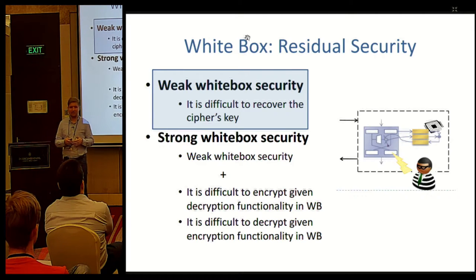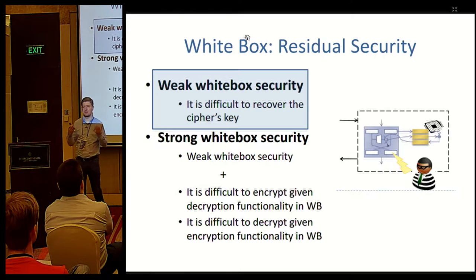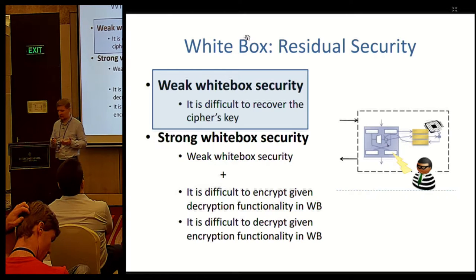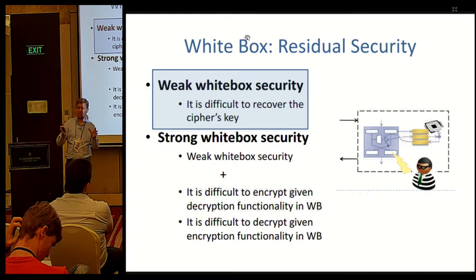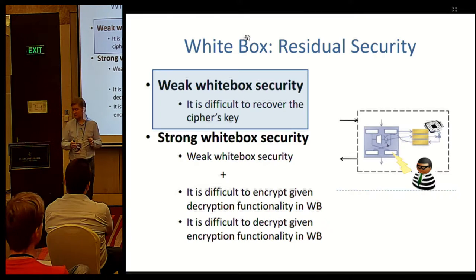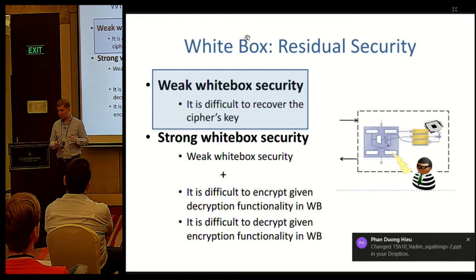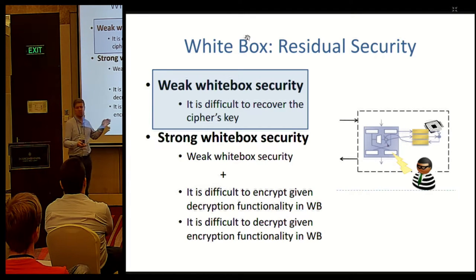Weak white box security means that even with white box access to the implementation of the cipher, it's hard to extract the key. So it's basically security against key extraction in the white box setting, where the adversary is given all the access to the implementation. And strong white box security means additionally that it's hard to invert. So if you are given access to the encryption, then it's hard to decrypt. We don't have a good construction.